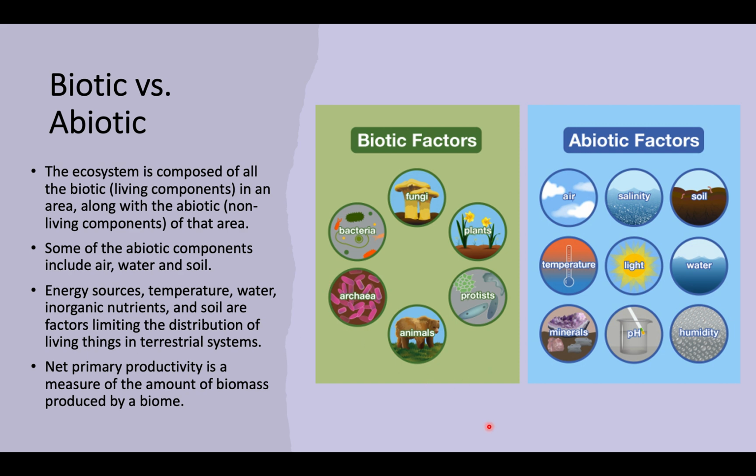Energy sources, temperature, water, inorganic nutrients, and soil are factors limiting the distribution of living things in terrestrial systems, which means systems that are on land. So the energy sources, the temperature of that environment, the water sources, the inorganic nutrients present, and all of the soil limit the distribution of living things, so limit where living things are located on land. And then it says net primary productivity is a measure of the amount of biomass produced by a biome. In my notes, I have written abiotic factors are not living. In this example, we have humidity, soil, sunlight, and precipitation or rain, which are all abiotic.